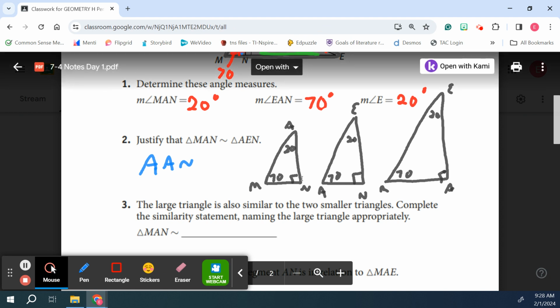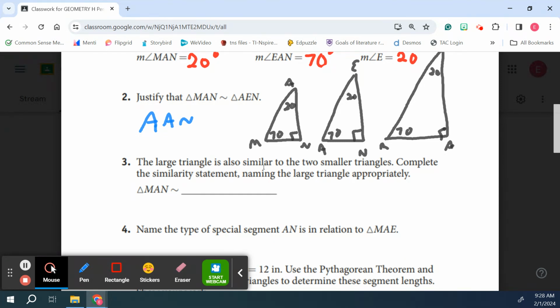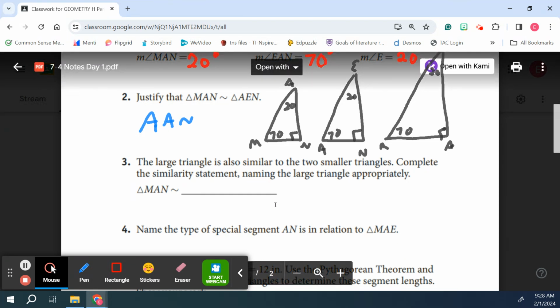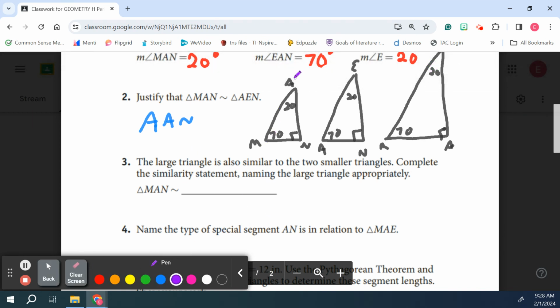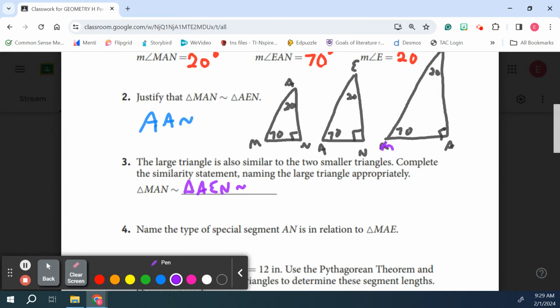All right, questions on this? So the large triangle is also similar to the two smaller triangles. Complete the similarity statement, naming the large triangle appropriately. In this case, we have MAN, which means if I'm going to state that it's similar to this one, I have to go with the same angle measure. So MAN, AEN. So I'm going to put triangle AEN, and I'm going to have that this is similar to, sorry, that looks like an R, it's actually an M, triangle MEA.